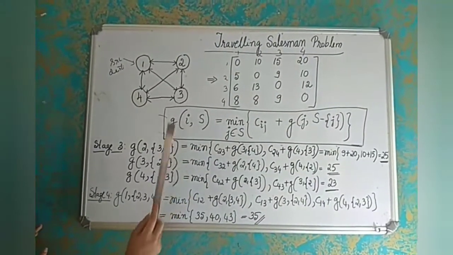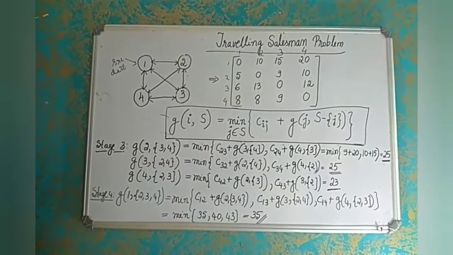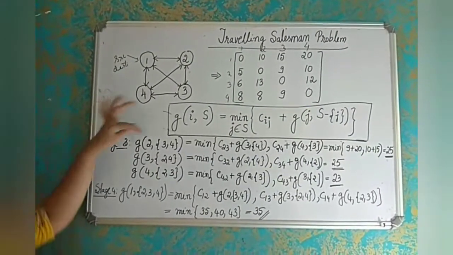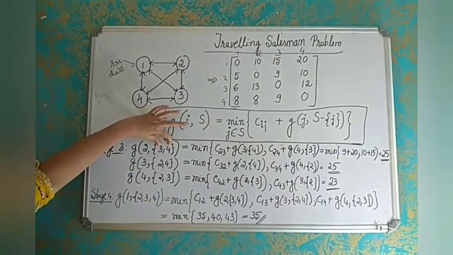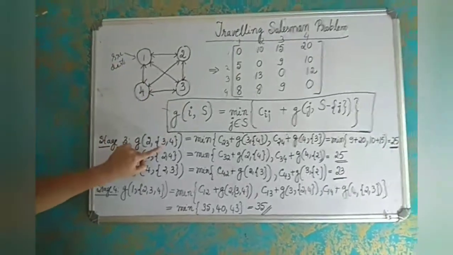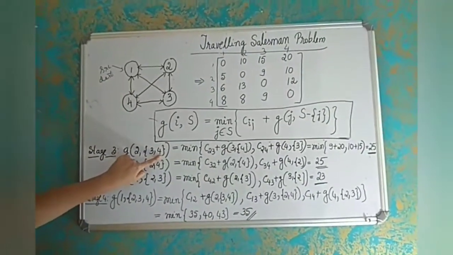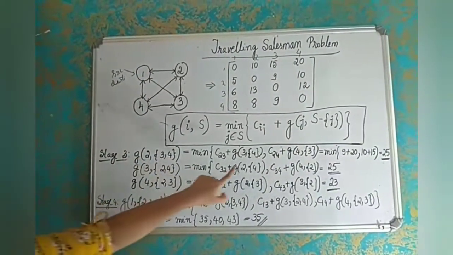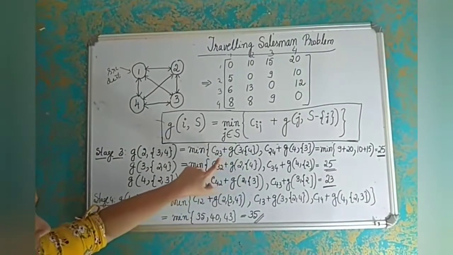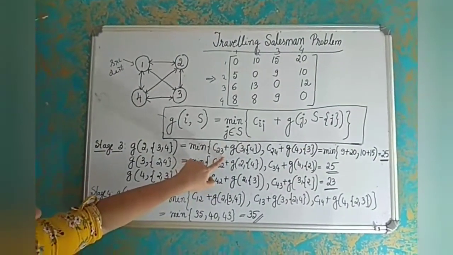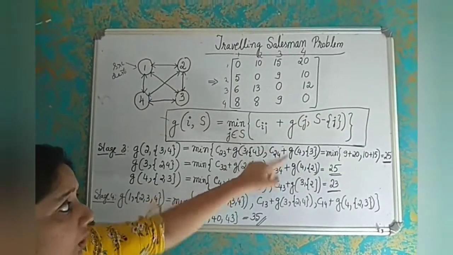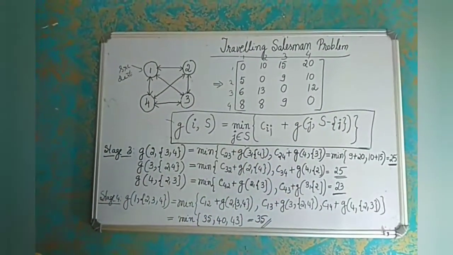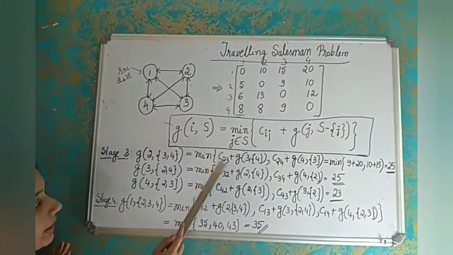So g of i, S is equal to minimum of. Now the minimum is used because here inside the set S we have got 2 values, 2 j values. Once j is 3, again the j is 4. So we have considered j as 3, and here we have considered j as 4. Minimum of these 2 values you have to consider.